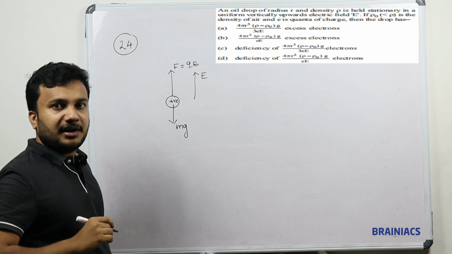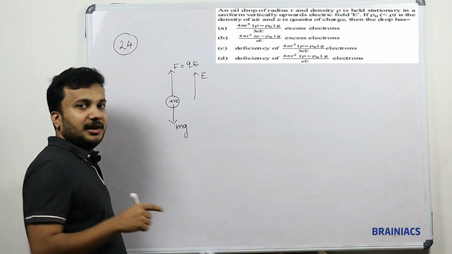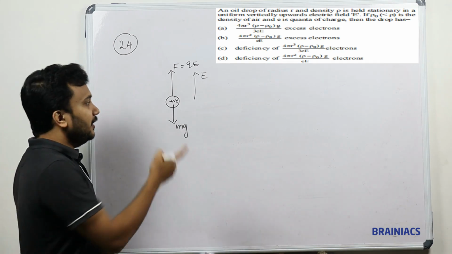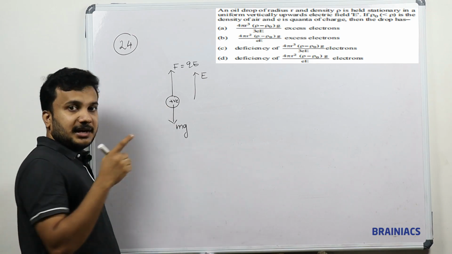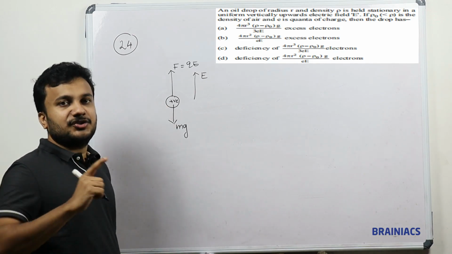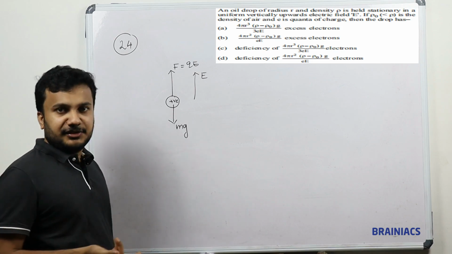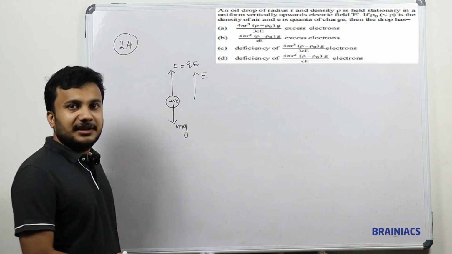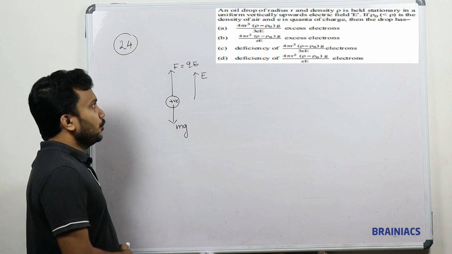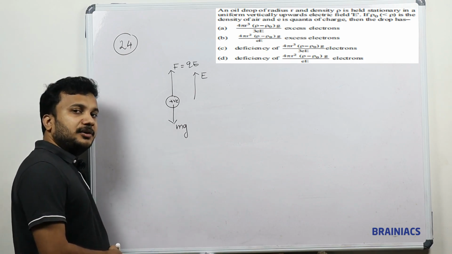If two forces are acting in opposite directions and they are equal, then this oil drop is stationary, which means it is not moving. That is given in the question. So that is clear to us, right? It's not moving.